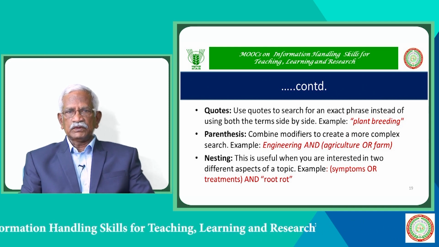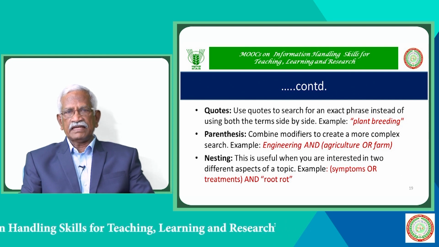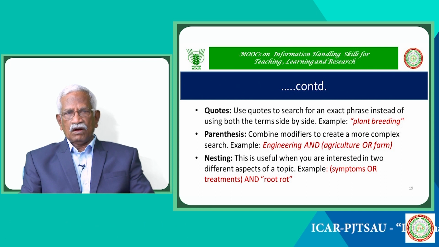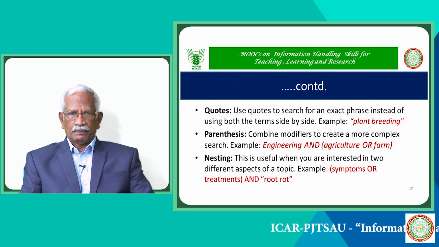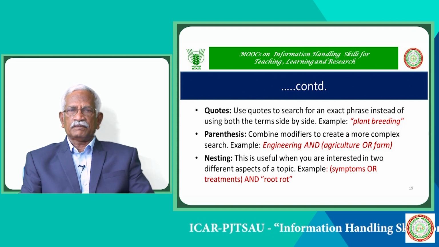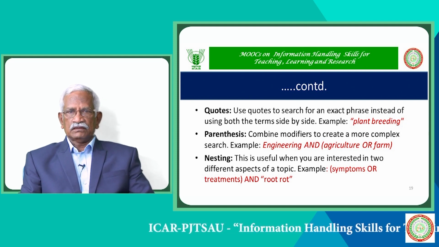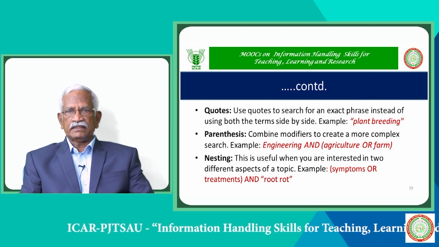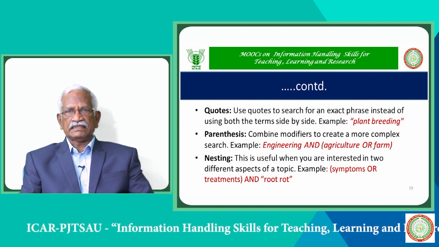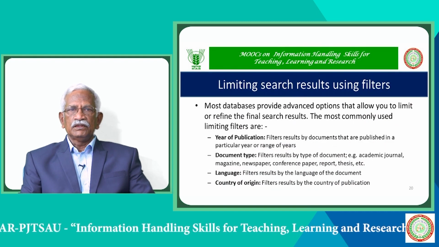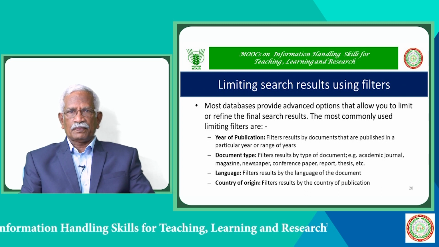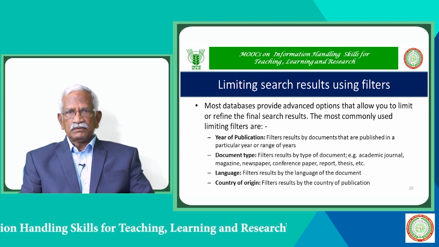Nesting. This is useful when you are interested in two different aspects of a topic. For example, symptoms or treatments, either one, and root rot. Root rot is a single phrase which is expressed in quotes, whereas symptoms and treatment are different, which are separated by or. This is called nesting.